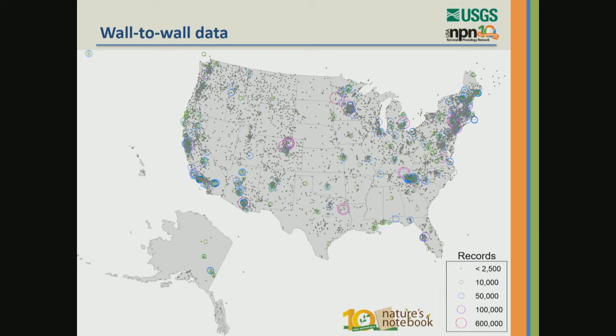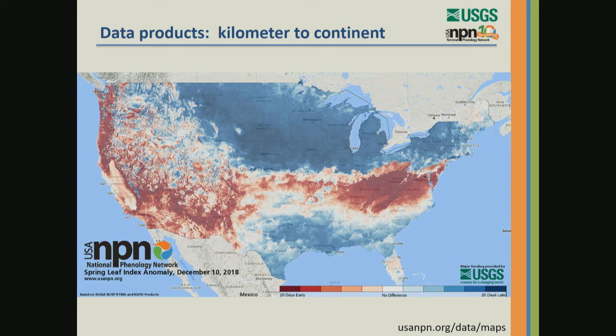So what do we do with all this data? Well, not only can we create products that go back to our observers, like calendars or simple tools to understand relationships between phenology and environmental drivers, but we can scale up those data into something like this, which is an anomaly of an index of spring. We have the spring index that we rolled out last spring. It was a really early spring and got a lot of attention in the media.